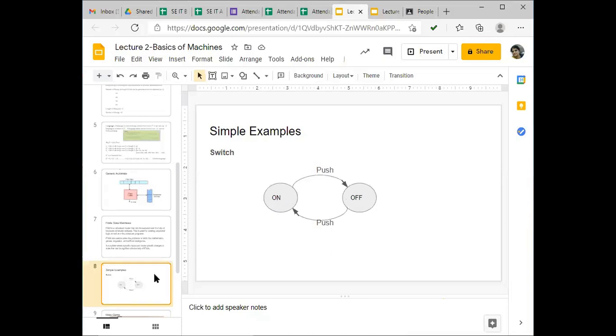Okay, similarly, I can take another example of the regulator of a fan. What are the states of a regulator? Regulator can be 0, 1, 2, 3, 4 or 5. Right? So regulator state can be 0 to 5.